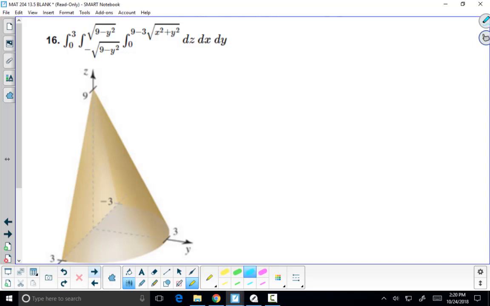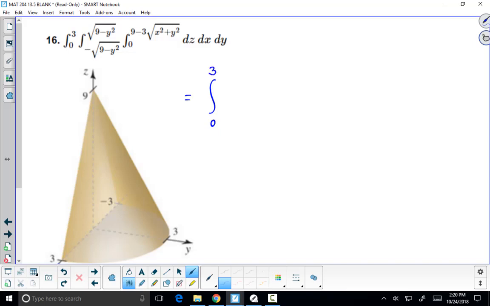Let's do one of these cone things. Oh, boy. That looks horrible. It looks horrible in rectangular, but it will look so elegant in cylindrical. Right? It will look so elegant. Okay. So to change it to cylindrical, anytime we see an x squared plus y squared, that goes to r squared. So let's go 0 to 3.